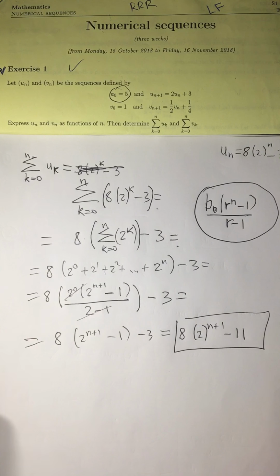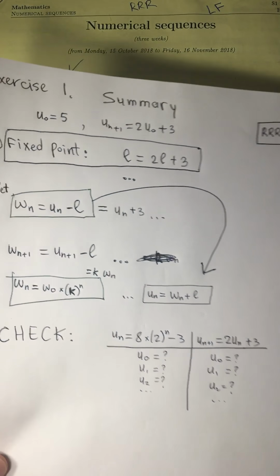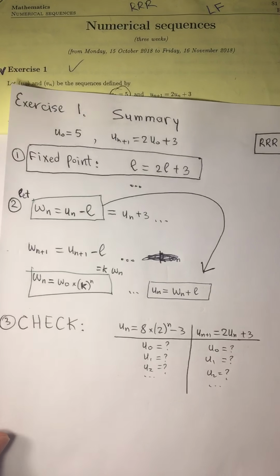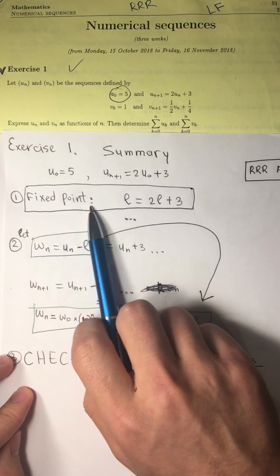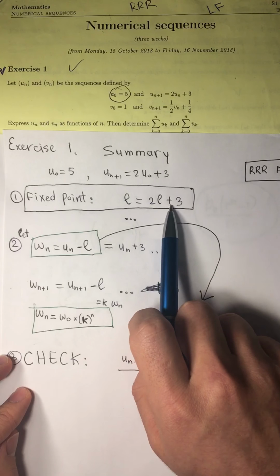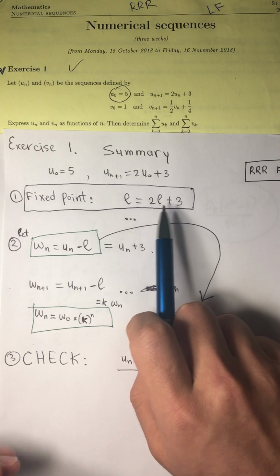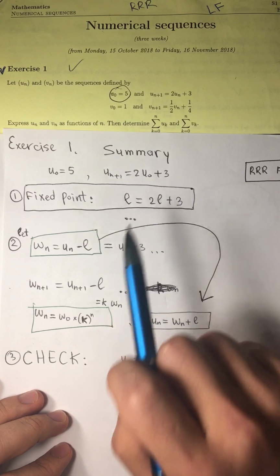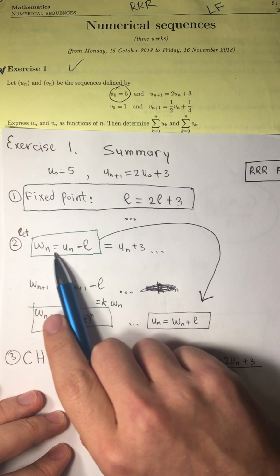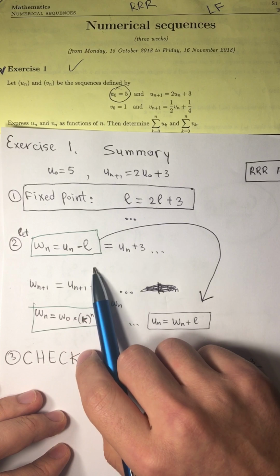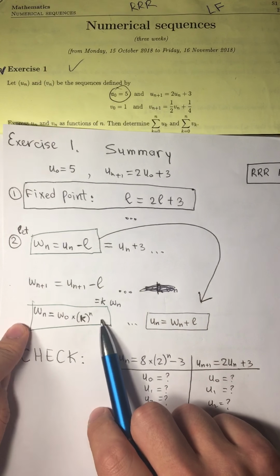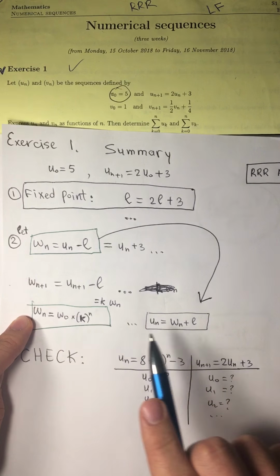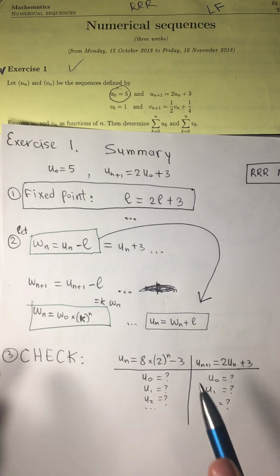So yeah, that's it. Let me sum up. I have another paper for you. Exercise 1, summary. The first step is the fixed point, L equals 2L plus 3. It can be not the same, but the second step is Wn equal to Un minus L. This is important. We are just taking another sequence, we find Wn, and then we express Un in terms of Wn, and then we check it.